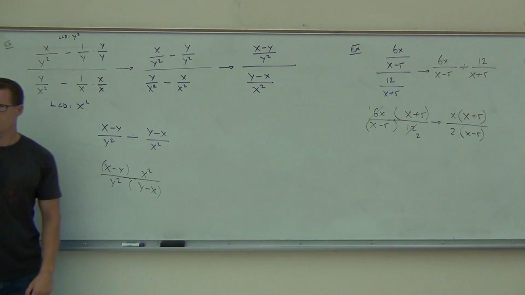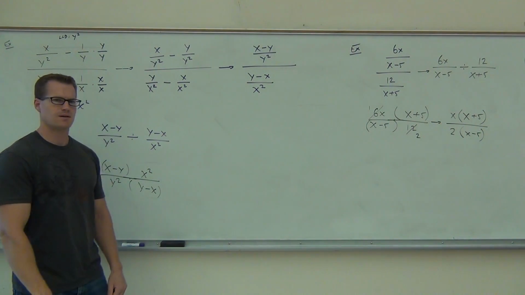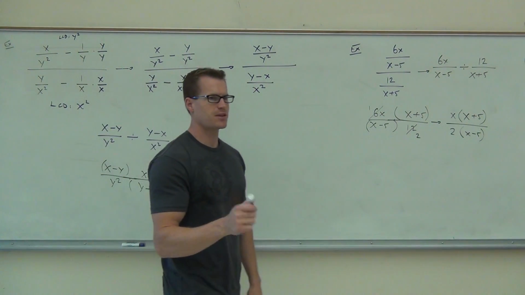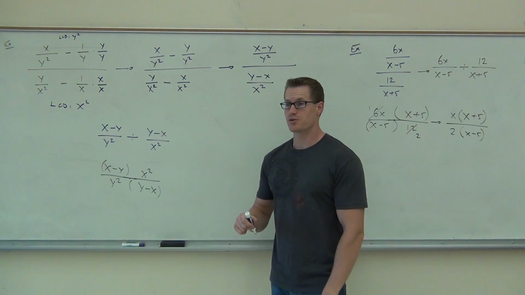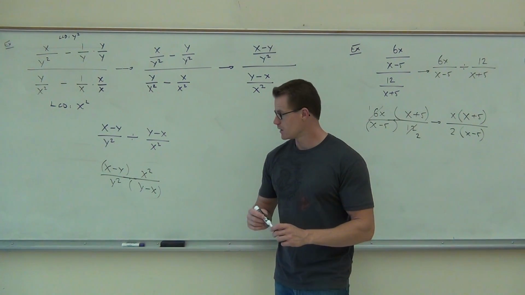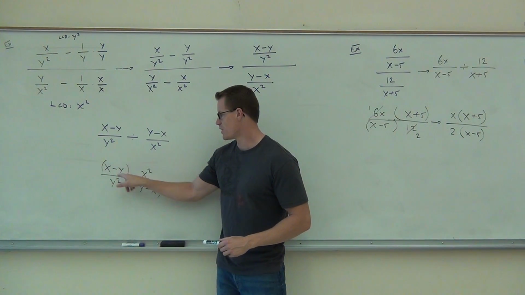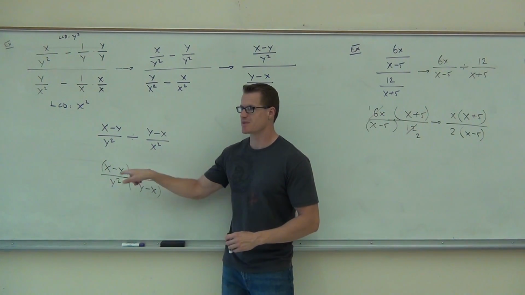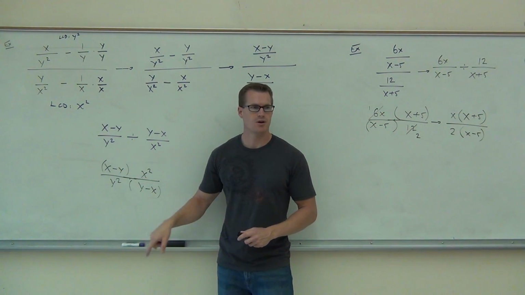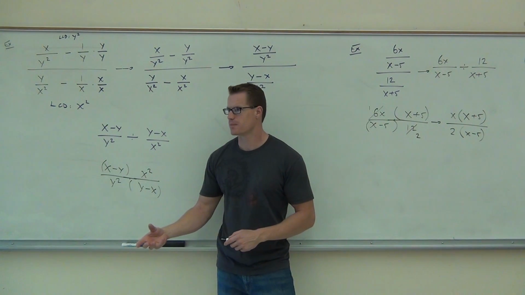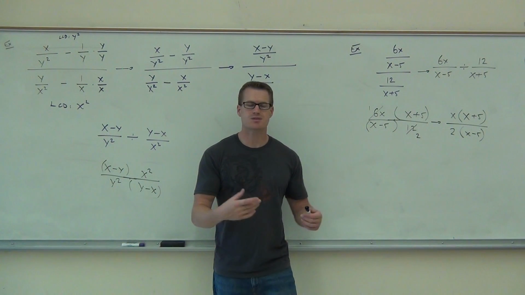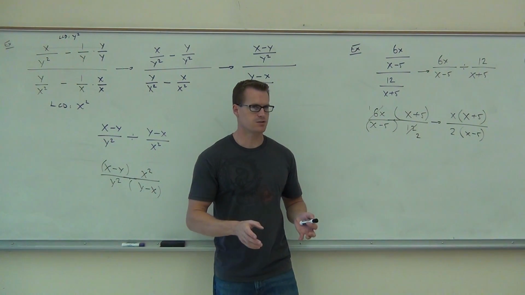Does anything simplify? Yep, the y minus x. How about the x squared and the y squared? Do those simplify? No. But if you're looking carefully, do you see that this is x minus y and this is y minus x? Same exact values, the signs are different. When that happens, we've had that before, right? Factor out a negative. It doesn't matter where, but factor out a negative somewhere.